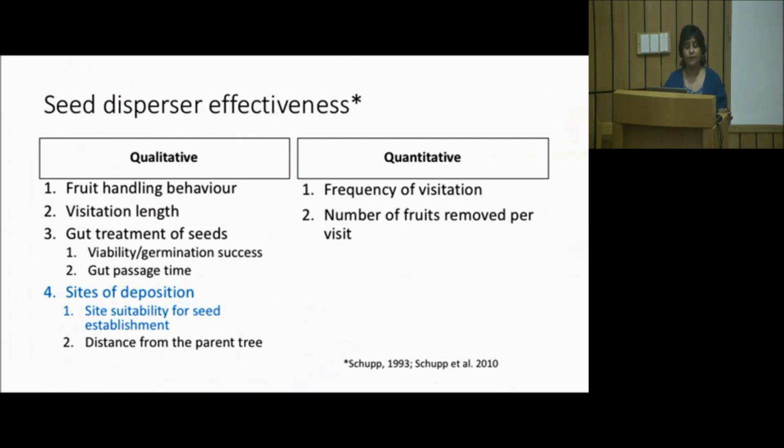So now I will focus on the next aspect of quality, which is where is the site of deposition, site suitability for seed establishment. Remember that when people did research on frugivory and seed dispersal, people in earlier studies often stopped at the first 3 aspects when they were looking at the animal side of things. People generally did not look at the deposition sites and the suitability.